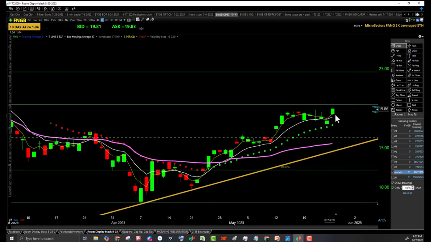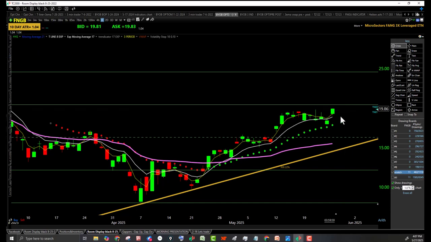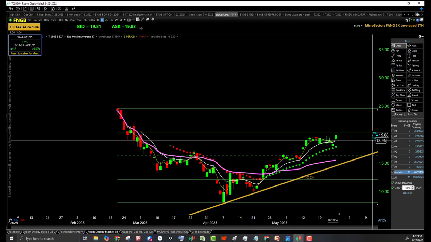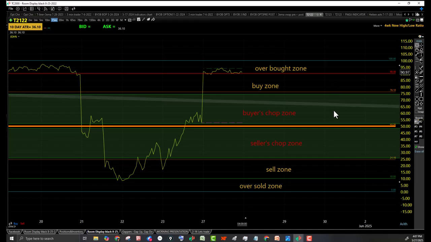Nice rally this week as we come back off of a three-day weekend. All right, so nice rally there. FNGB on the daily chart in an uptrend, making higher lows, higher highs in the upper third. That's bullish over the all-time high anchored VWAP and over the uptrend line. Nice work.